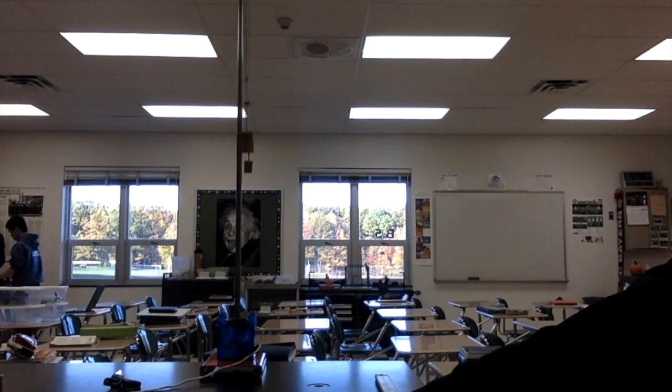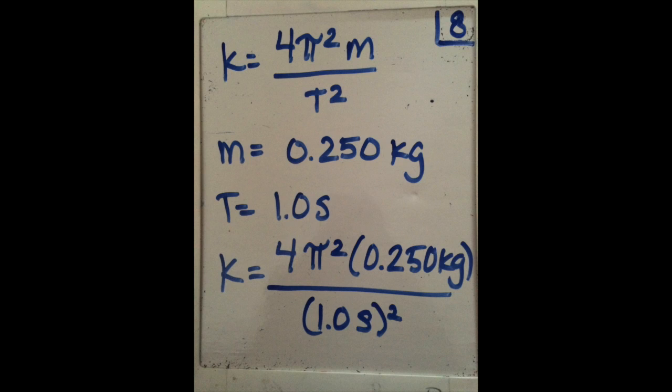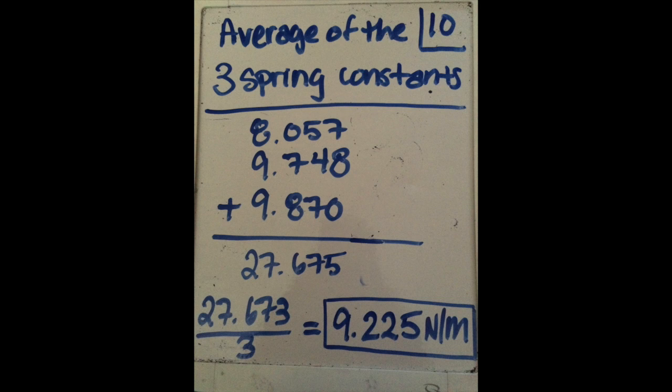Then repeat for the 250-gram mass. The period recorded for the 250-gram mass is 1 second. Input these values into the equation. Here, m is 0.25 kilograms and T is 1 second. Therefore, the spring constant is 9.870 newtons per meter. Then take the average of the three spring constants.